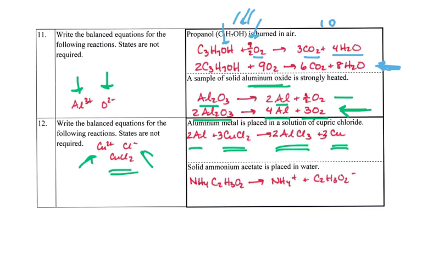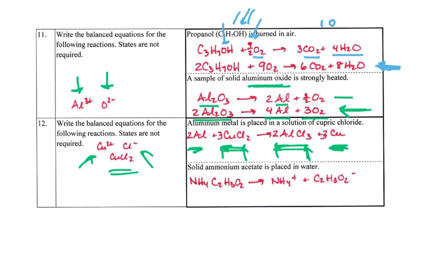Now to balance, I would balance my chlorines first. Chlorides, there's 3 of them here, there's 2 of them here. So I put a 3 and a 2. I get 6 chlorides on both sides. Now 2 aluminums mean 2 aluminums, 3 coppers, I get 3 coppers. So that's my balanced equation, 2, 3, 2, 3.